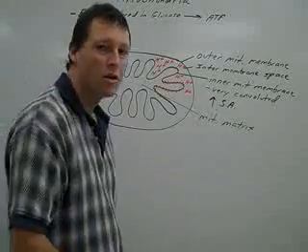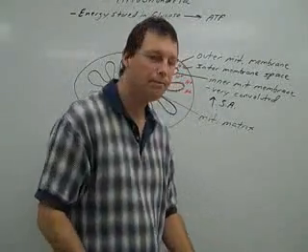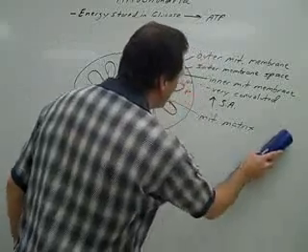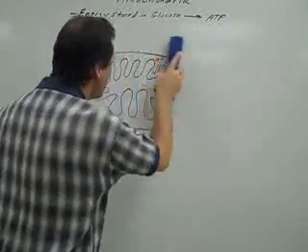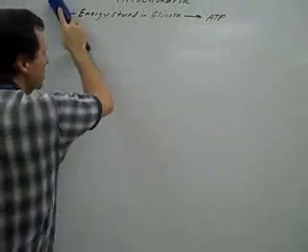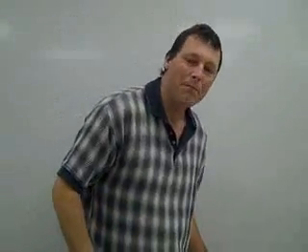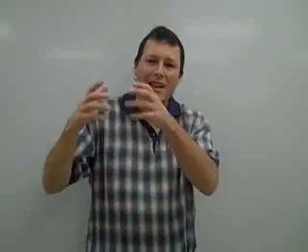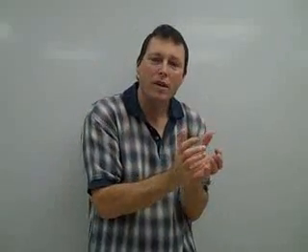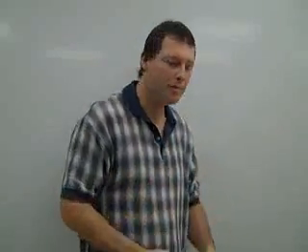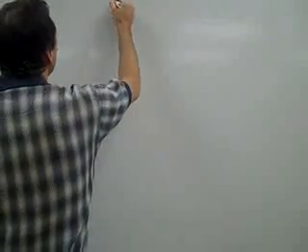The next organelle we're going to talk about is a chloroplast. And chloroplasts are going to be found in plant cells and also in algae. The job of chloroplasts is to capture light energy and take that light energy and store it in chemical bonds of glucose. So let's go ahead and write chloroplast.